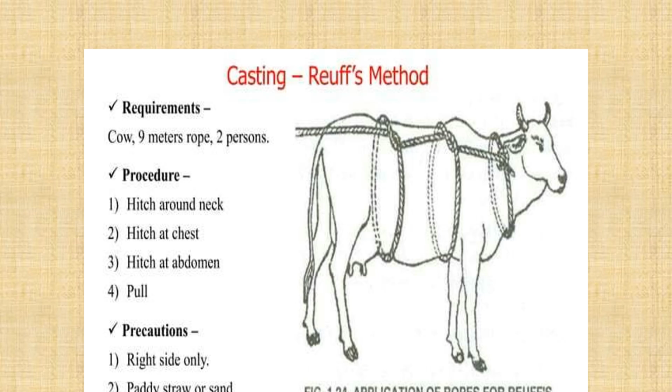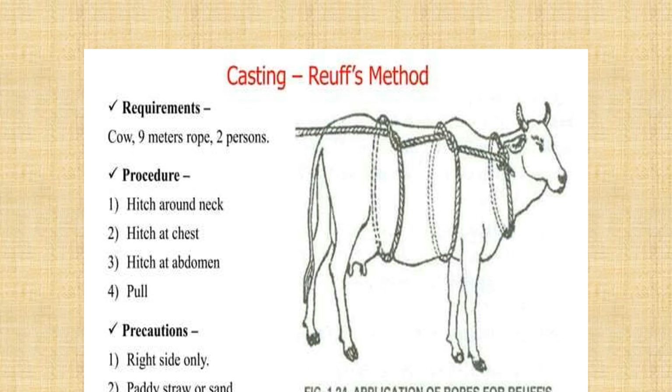Then what are all the requirements? Number one, the cow needs to be castrated. It will be present in the cattle shed. Then two persons are required. Then the rope size should be 9 meters, and the procedure is whatever is explained in the photographs.